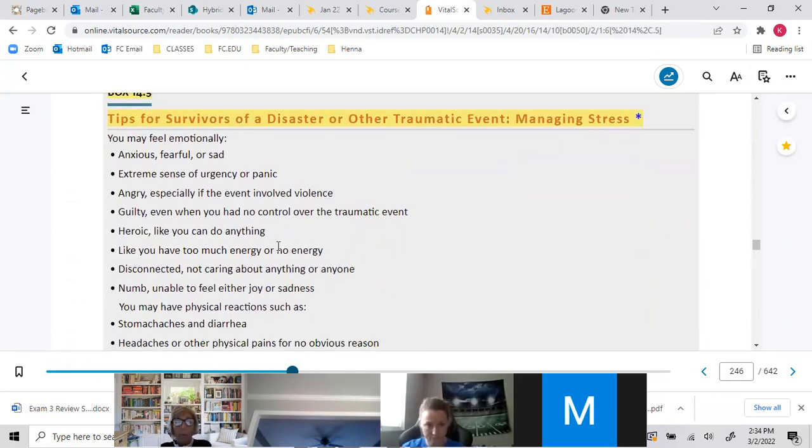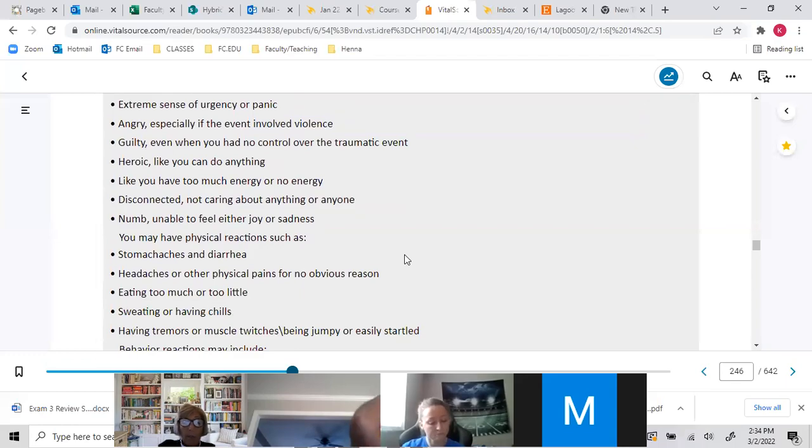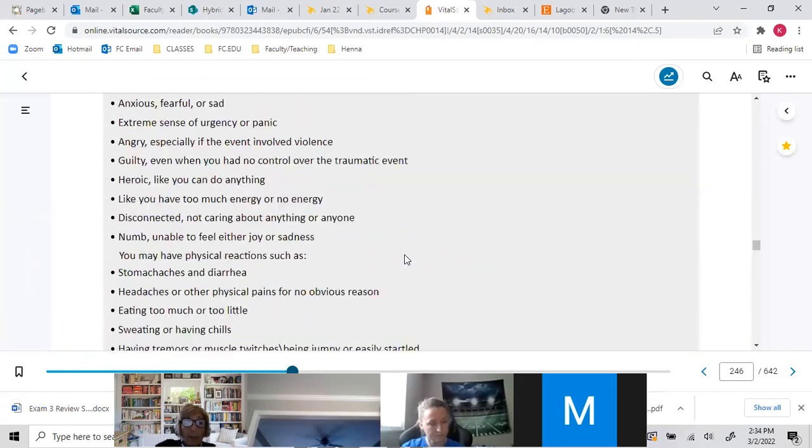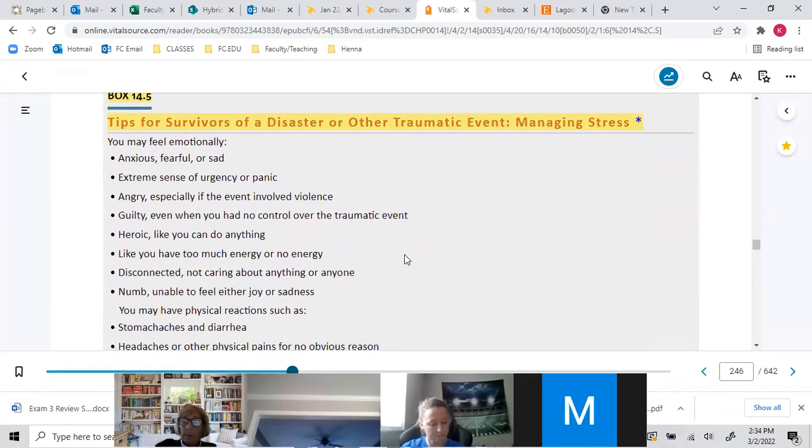Tips for survivors of a disaster or other traumatic events. How do you manage stress? Okay, this is for survivors, but this can also be us. Right? So nothing to memorize, but really a good list of what to be aware of, what might survivors be experiencing.